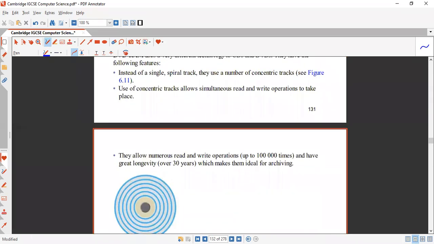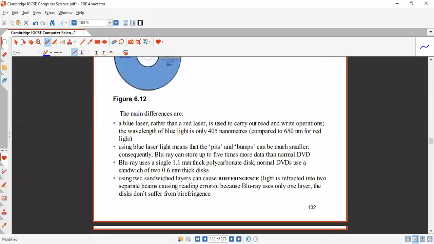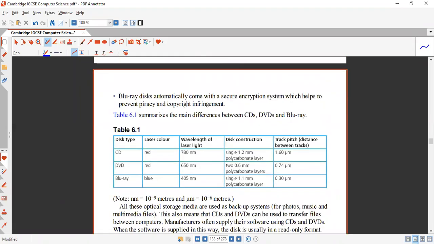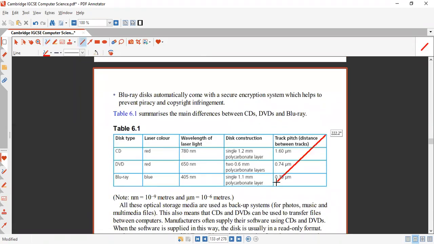Now, to learn this part, you can just go through this table. This table is the complete summary of whatever is written over there. Just omit the last part. Here we have CDs, DVDs, and Blu-ray. The laser light through which the data is read and written is red for CDs and DVDs, but for Blu-ray it's blue.